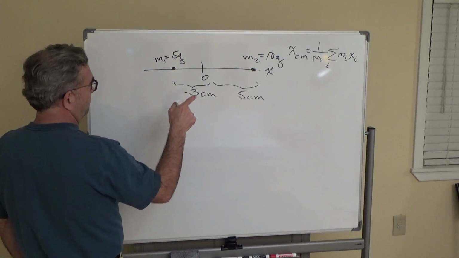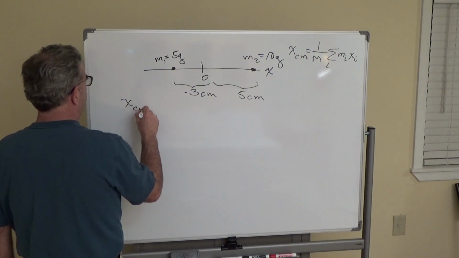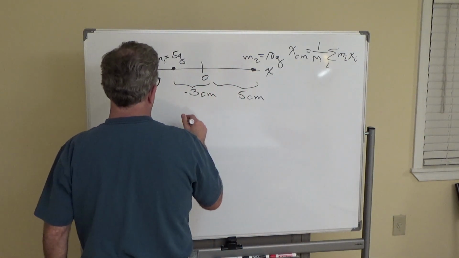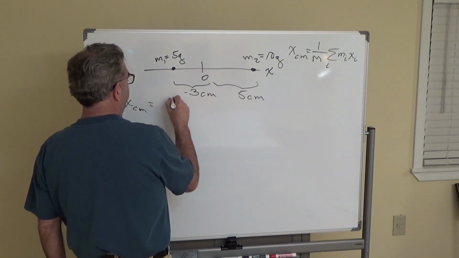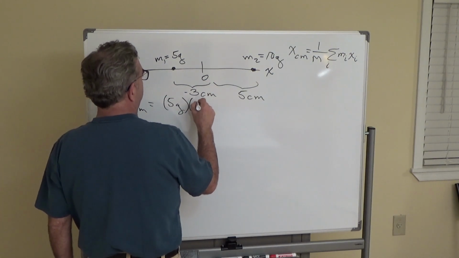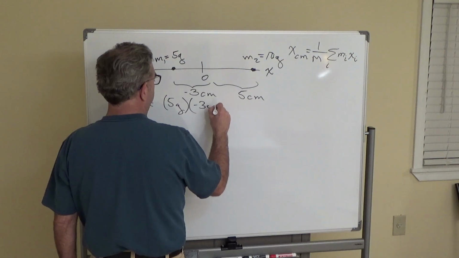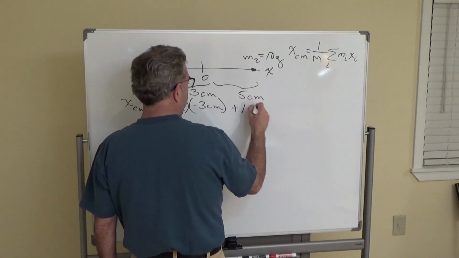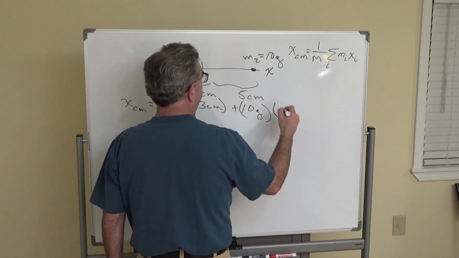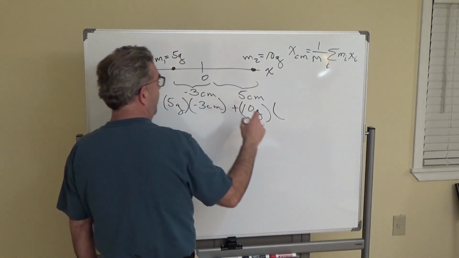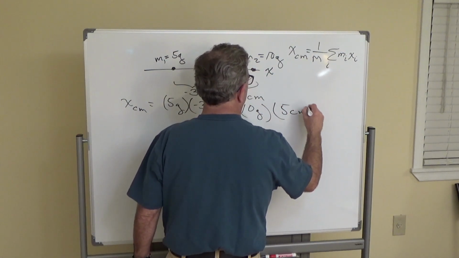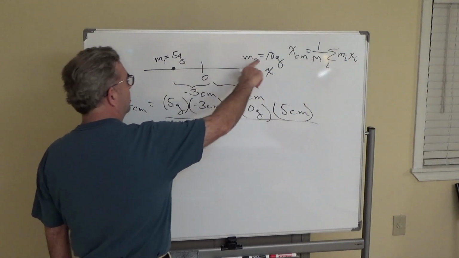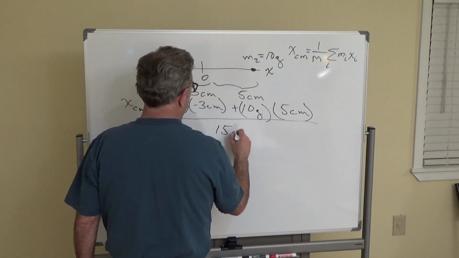So let's see. For x center of mass, I'm going to write out this summation. That's going to be M1X1, which is 5 grams times -3 centimeters. That's the position, plus 10 grams and the position of M2, which is 5 centimeters, and divide that by the total mass. The total mass is 15 grams. Okay?